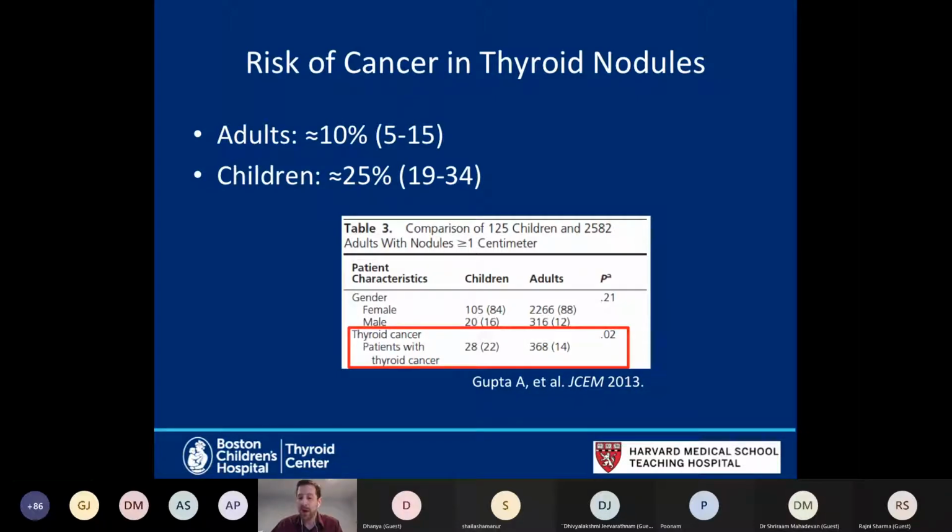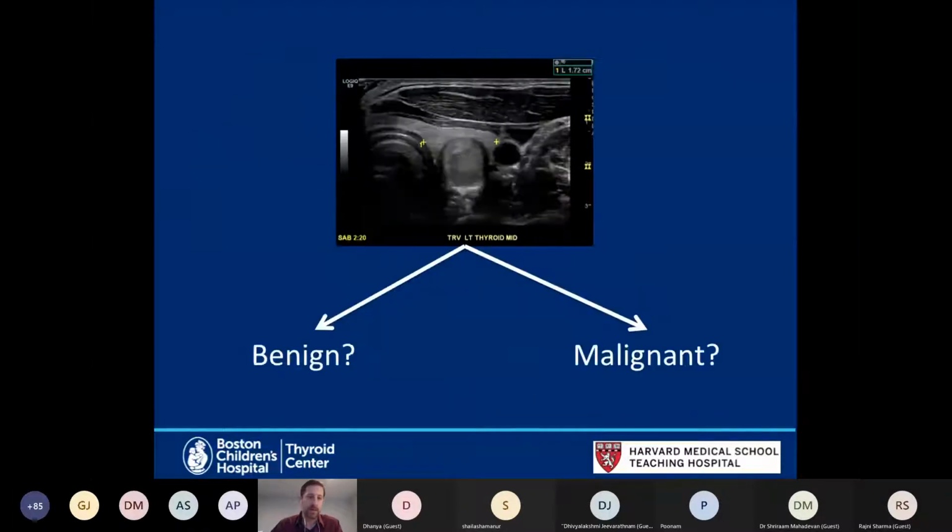So the rate of malignancy in a thyroid nodule is higher in children. However, we always stress to parents that still the majority of pediatric nodules are benign. And I think parents are always extremely worried that their child has a lump, and we can reassure them that most of the time it is still benign. However, the risk of cancer is not insignificant, and therefore evaluation is required. And so the whole goal of this evaluation is to determine, is this lump going to be benign or malignant, and how to manage it appropriately.